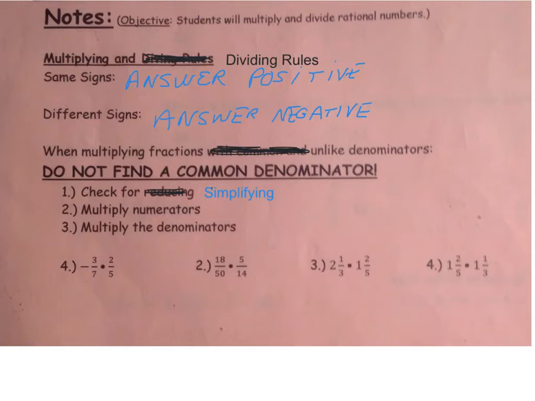And of course, let's add one little thing in here. Change mixed to improper. So please write that down. That would probably be your first step. Change mixed numbers to improper fractions. So I'm going to do number 1. There's no mixed number here. I'm going to check for simplifying. There are no common factors. A common factor of top and bottom. There's not. So I'm going to multiply my numerators. Negative 3 times 2. And I'm going to multiply my denominator.